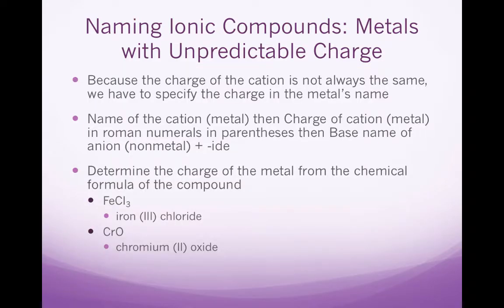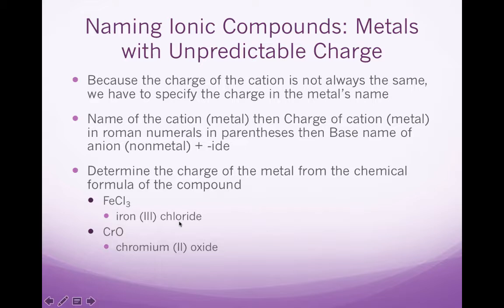Because the charge of the cation is always the same, we have to specify the charge in the metal's name. So how we name these ionic compounds, we put the name of the cation, the metal, then the charge of the cation in Roman numerals in parentheses, and then the base name of the anion, the nonmetal, plus ide. So it's exactly the same as before with the predictable charges, except that we have to include the charge of the cation in parentheses. So if we look at this example, we have FeCl3.